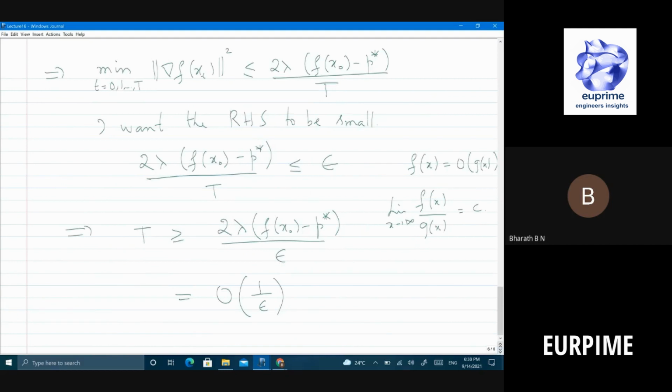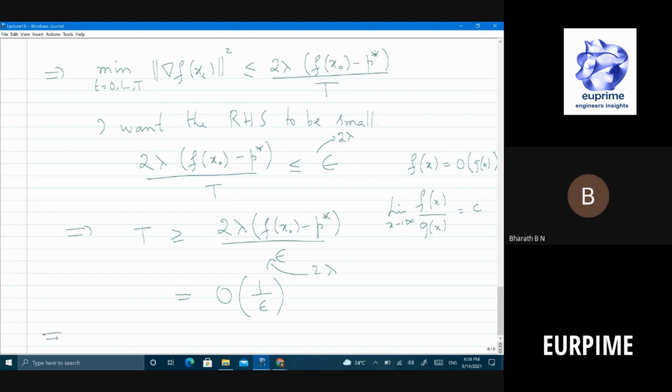Instead of this, I'm going to plug in 2 lambda epsilon here. So this will be 2 lambda here, right? The 2 lambda will cancel, and what do we get? F of x naught minus p star divided by epsilon. That will be the number of times you have to run to get epsilon close to the optimum, right?